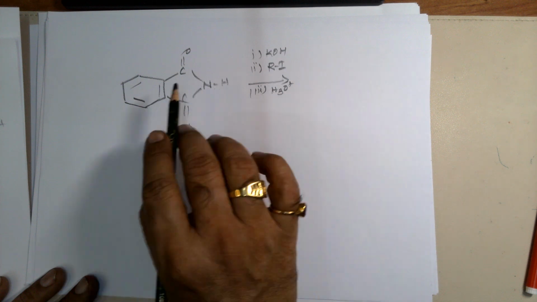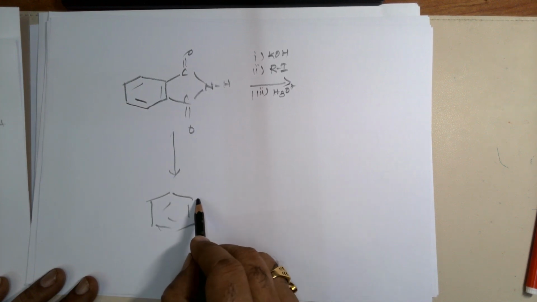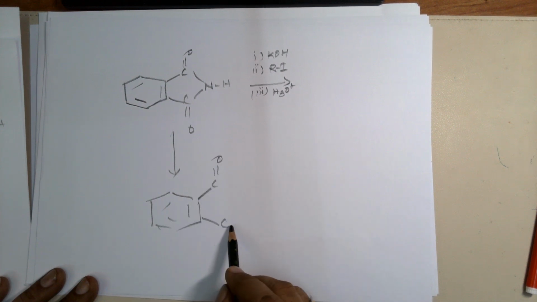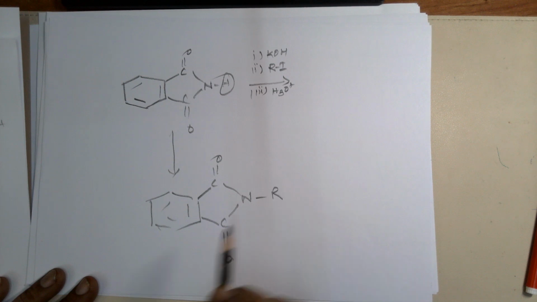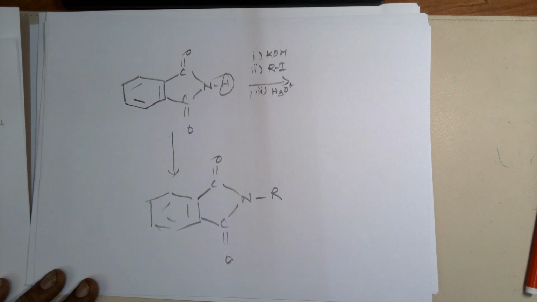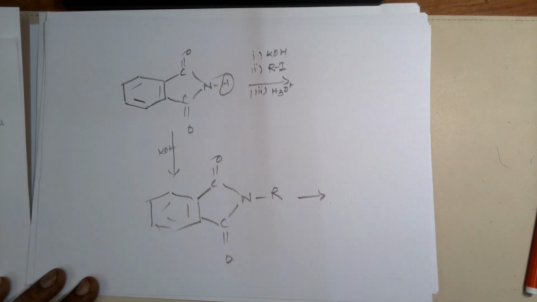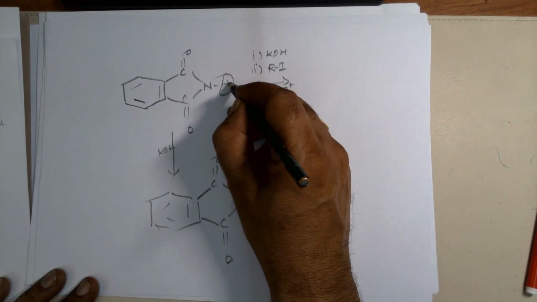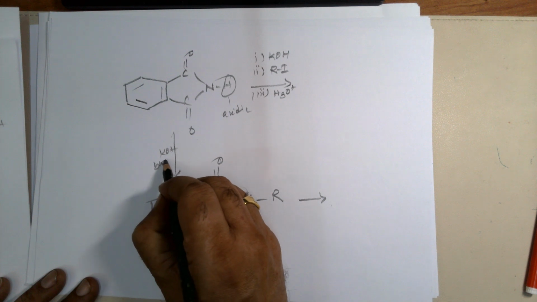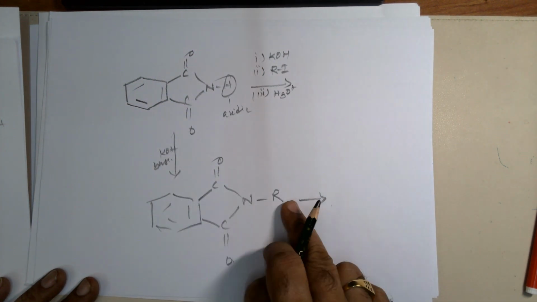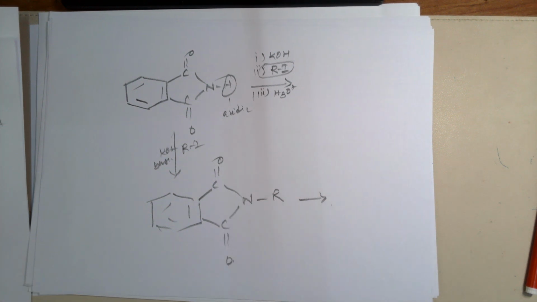First it forms like this. That is, you are able to get N-alkyl phthalimide. So the first compound is, this H is replaced by R. Got this? This is the first reaction with the KOH, because this hydrogen is acidic. So it can react with the KOH. Note down, this hydrogen is acidic. It can react with the base KOH so that H is removed. So you are able to get, on adding alkyl group, that is N-alkyl.